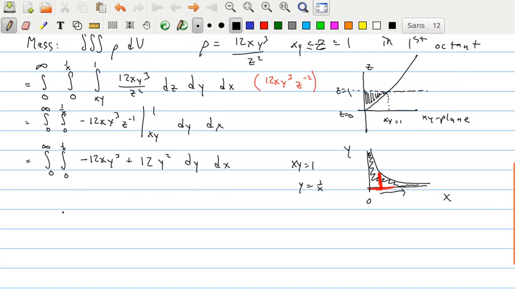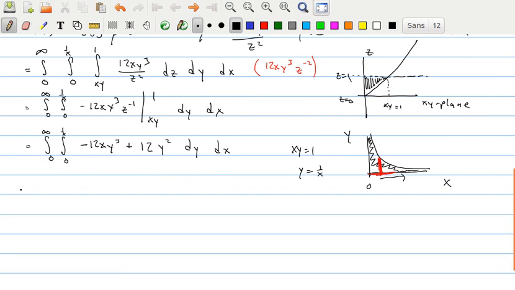Now we'll integrate this with respect to y, because that's our next integral up. So the x integral can just sit. We integrate this with respect to y. Now we're going to do the power rule in each piece. So if we integrate this, we're going to get a y to the 4th over 4. So this gives us negative 3xy to the 4th. We integrate this with respect to y. We're going to get y cubed over 3, so 4y cubed, evaluated from 0 to 1 over x dx.